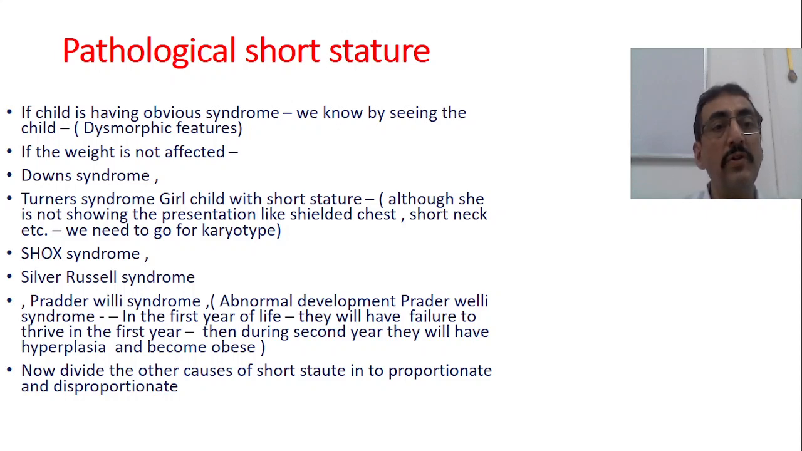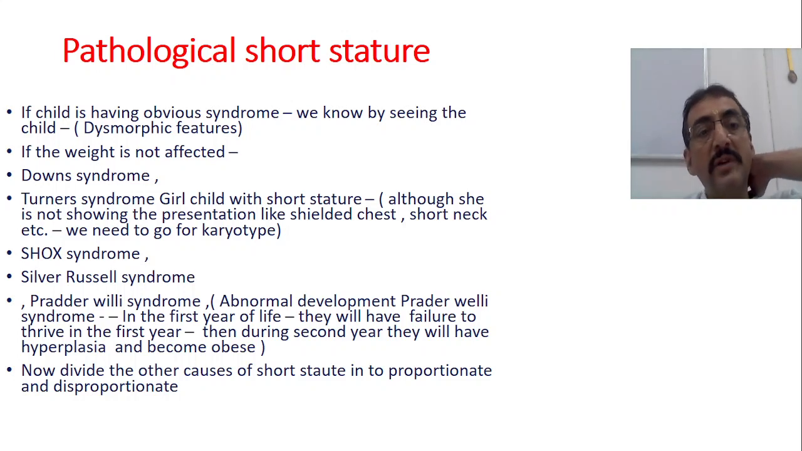Now come to the pathological short stature. If the child has an obvious syndrome, we know by seeing the child. A syndromic child may have short stature, and this will be identified by looking at the child, because you can identify the dysmorphic features. If the weight is not affected, this can be seen in Down syndrome and in Turner syndrome girls.